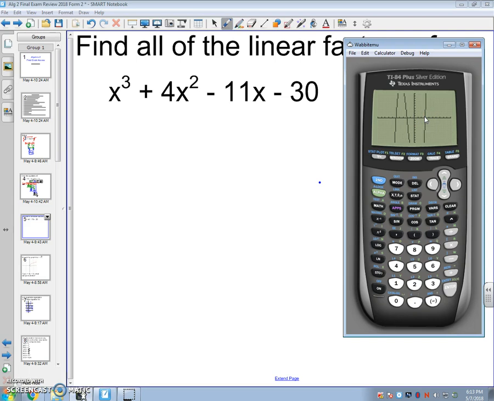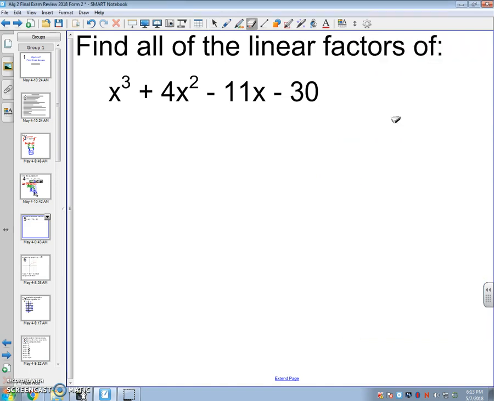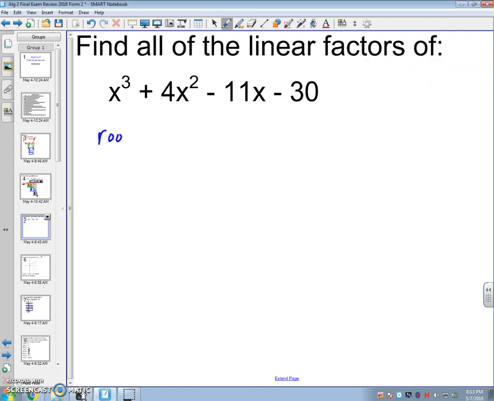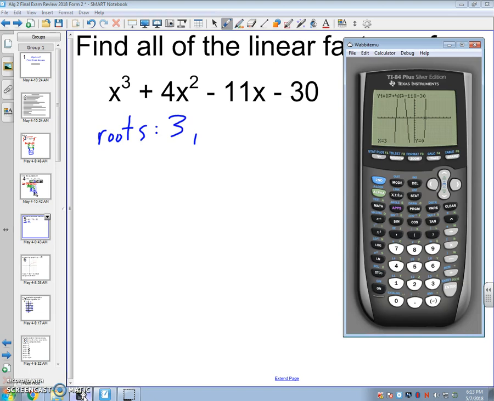So I'm going to just trace on my calculator what I think it is. I think it looks like positive 1, positive 2, positive 3. I'm going to trace positive 3. Trace 3, enter, y is 0. So I know I have a root at positive 3.